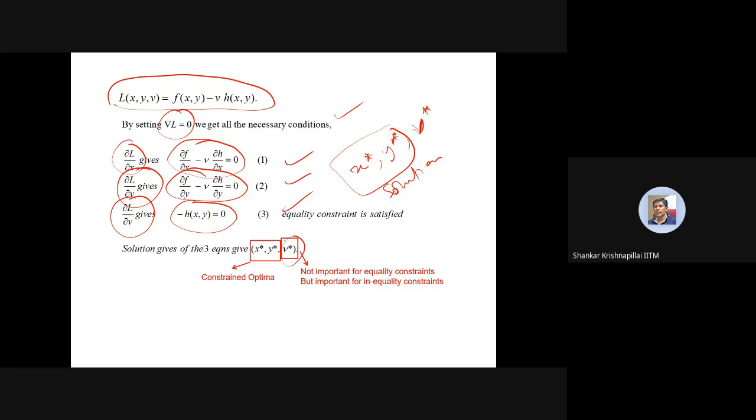So the value of nu star is not very important for equality constraints, but for inequality constraint problems later, this value of nu star will give the direction in which the contours of the objective function are approaching the constraint. So the value of nu star, or the sign of nu star, is important for inequality constraints.